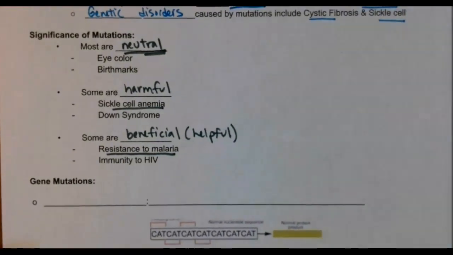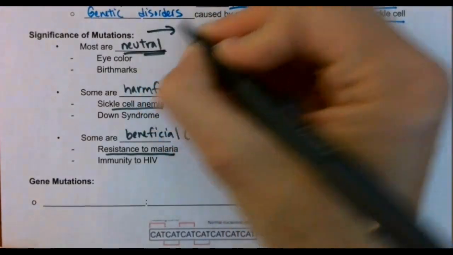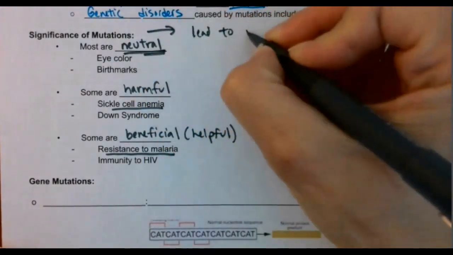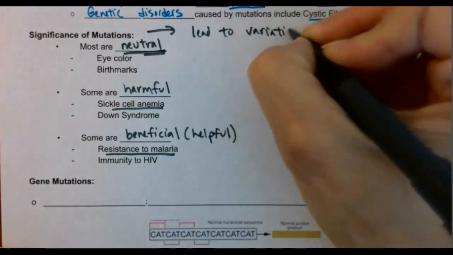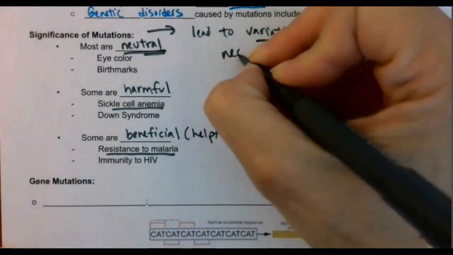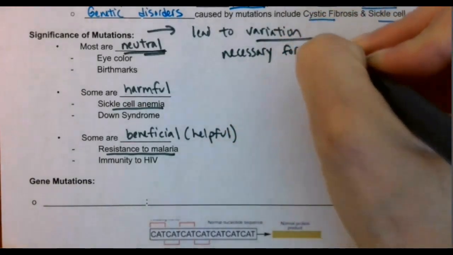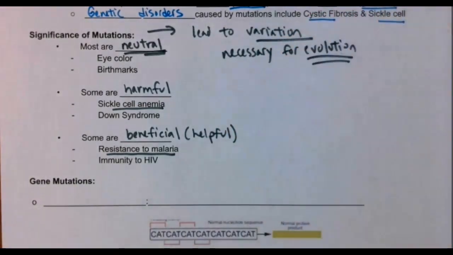Okay, but mutations lead to variation, which is necessary for evolution, which is something we talked about at the beginning of the year. There are lots of different types of mutations.